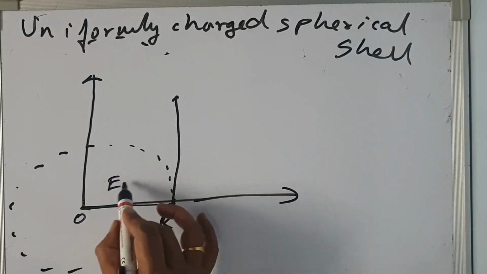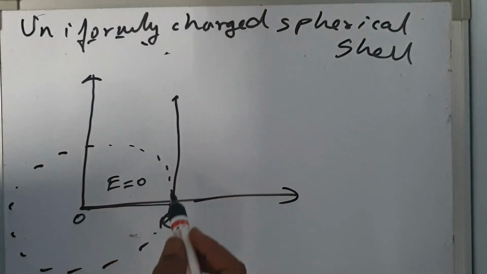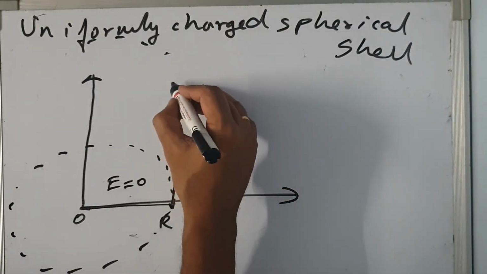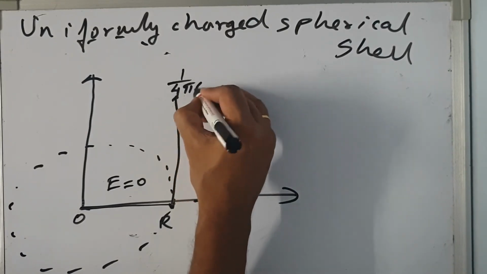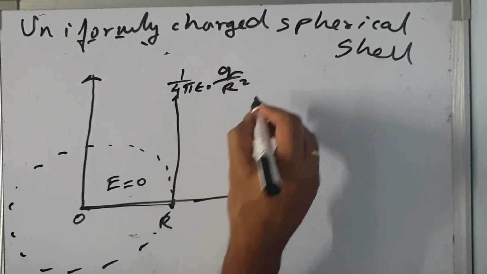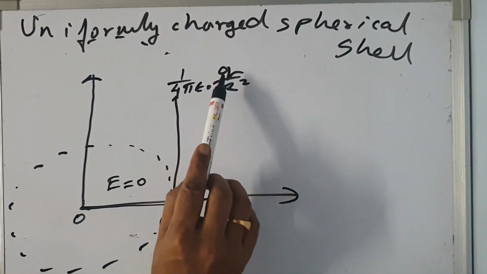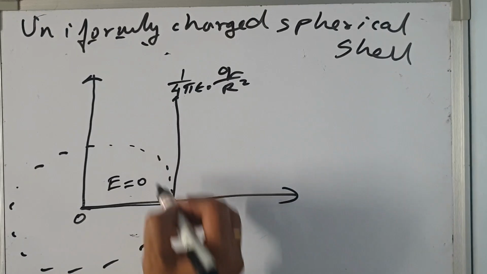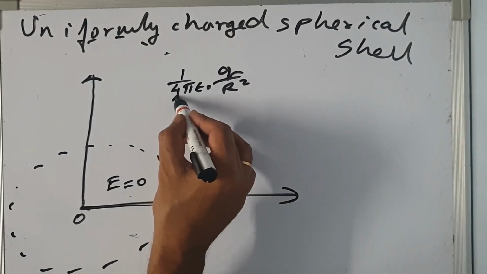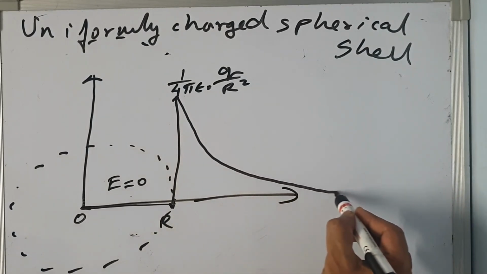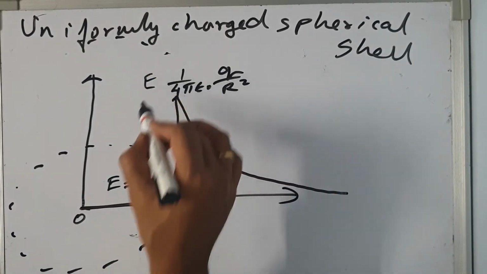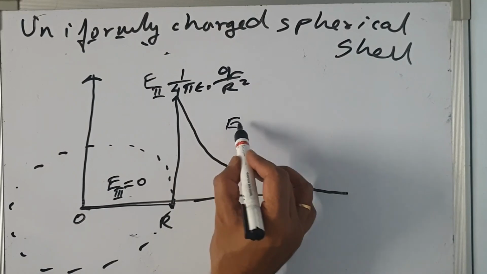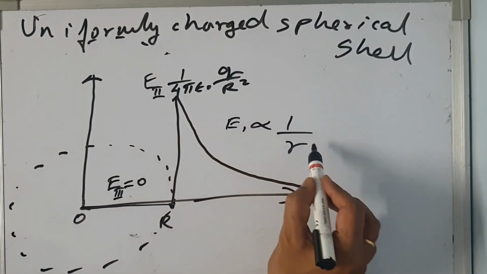Inside, E was 0, and on the surface, what was it? It is 1 by 4 pi epsilon naught Q upon capital R squared. You remember Q was 4 pi capital R squared sigma. Now, as you go out away from the surface, we found intensity of electric field was inversely proportional to R squared. So you get a graph like this. This is on the surface. This was E3, E2. What was E1? It was found to be inversely proportional to R squared.